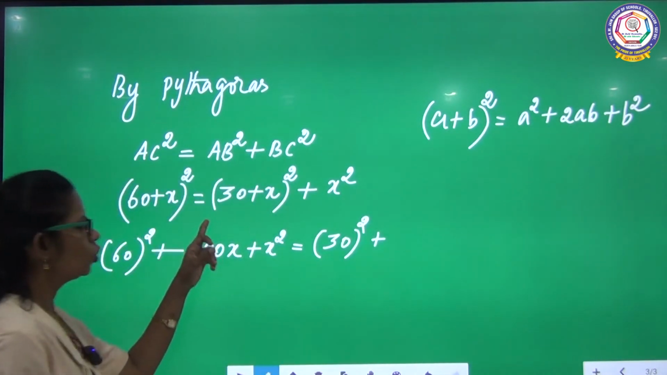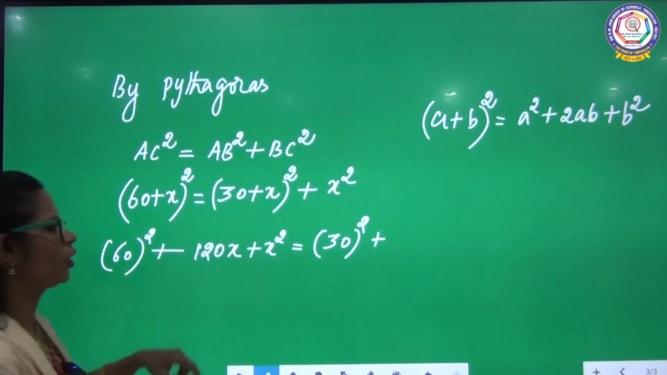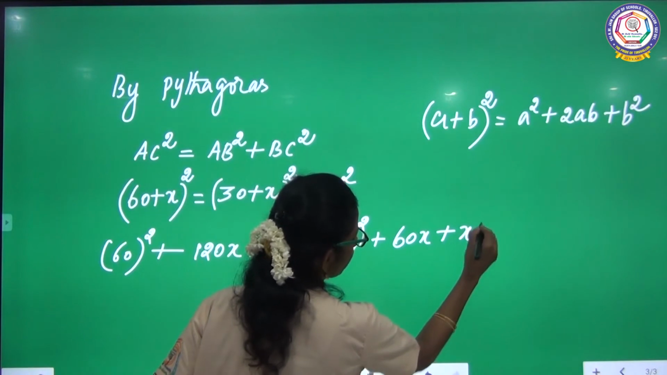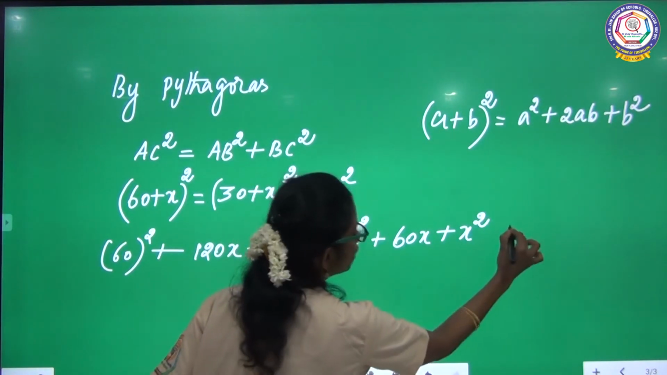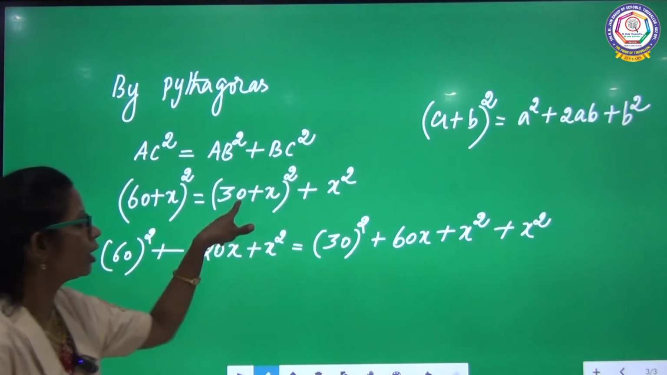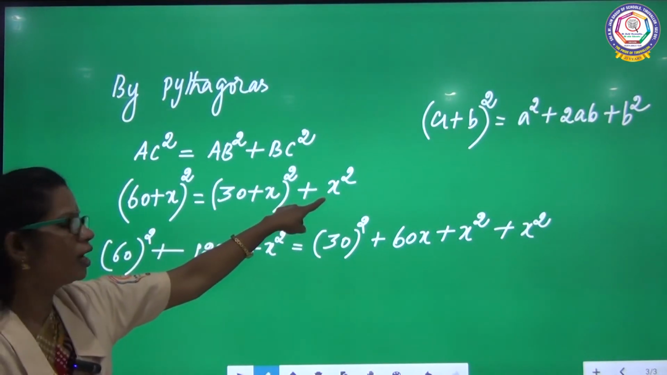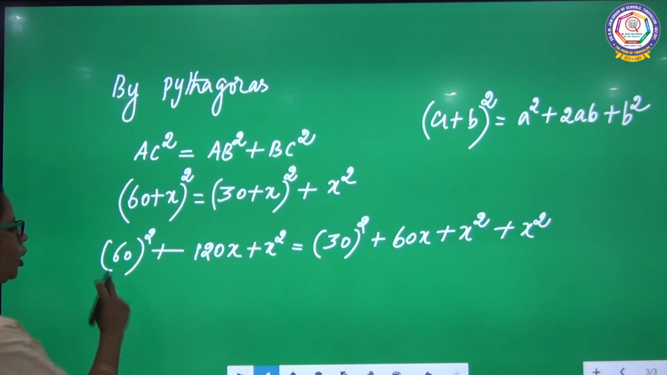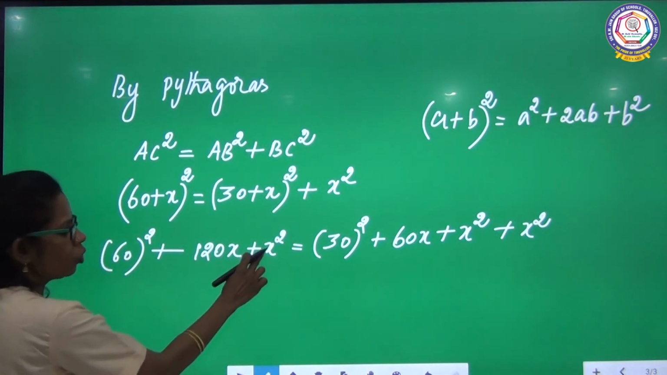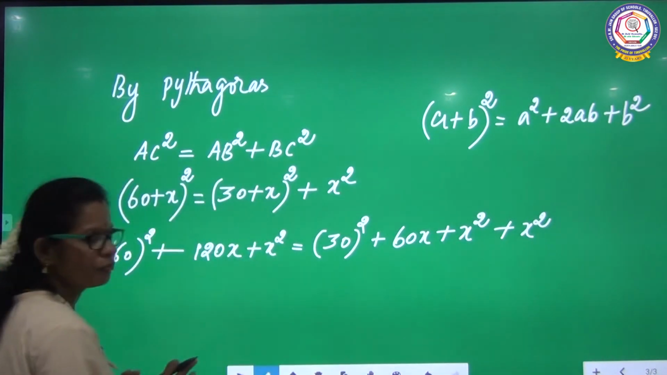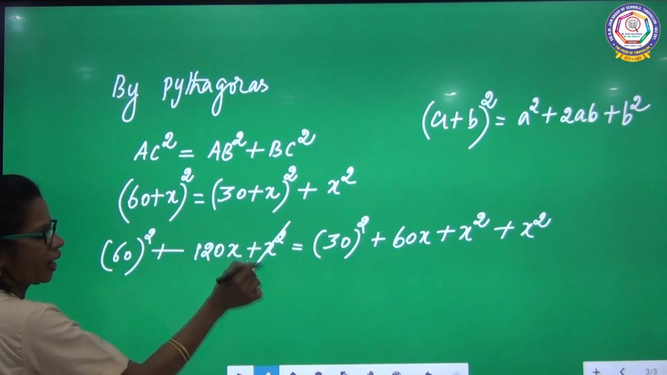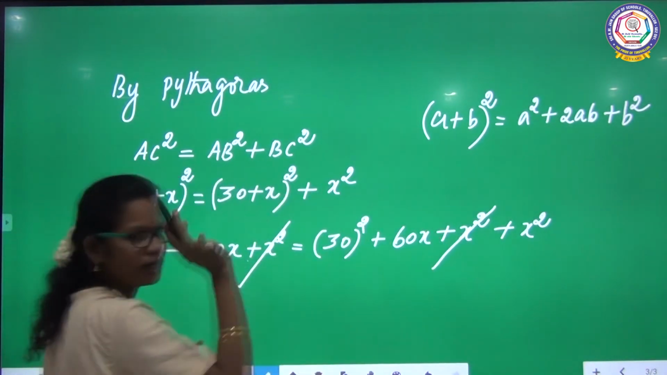plus 2 into 30 into x, 60x, plus x square plus x square. Don't forget, this x square comes under this format. Already one x square is there. Now you see, in between the equal sign, if the coefficients are the same and the symbol is also the same, you can cancel.